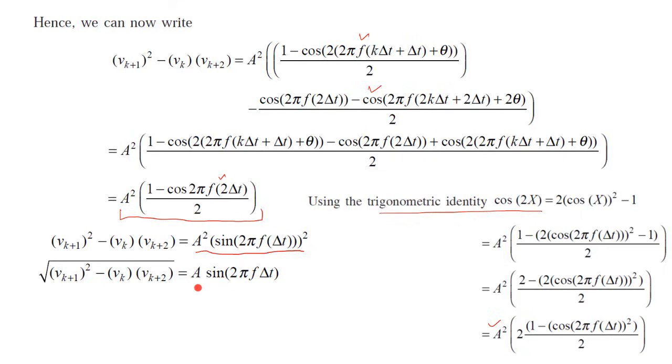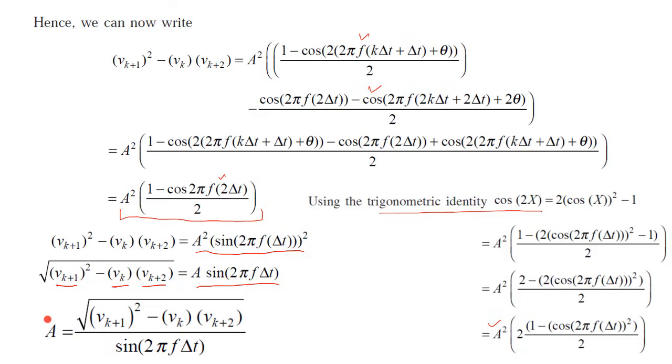Now from this expression I can write A sine 2 pi f delta t will be equal to the square root of Vk plus 1 square minus Vk into Vk plus 2. And from this equation I can find the value of A, that is the amplitude of the signal. So A equals the square root of Vk plus 1 square minus Vk into Vk plus 2, divided by sine of 2 pi f delta t. So this gives me the expression for the amplitude of the signal, right?